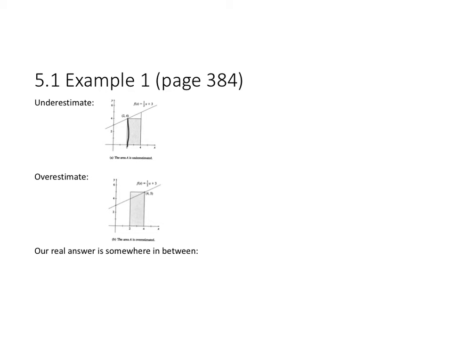We can draw a rectangle that underestimates it, so this would be a rectangle of a length of 4 and a width of 2. So my area would be 8. Or we could draw a rectangle that overestimates it, which would have a length of 5 and a width of 2. So my area would be 10. And all I know is that my real answer is somewhere in the middle. It has to be in between 8 and 10.